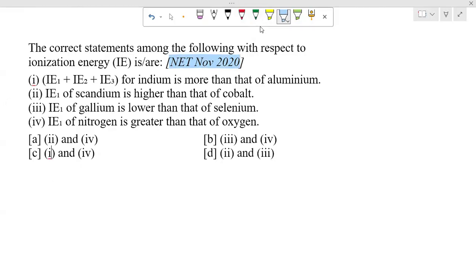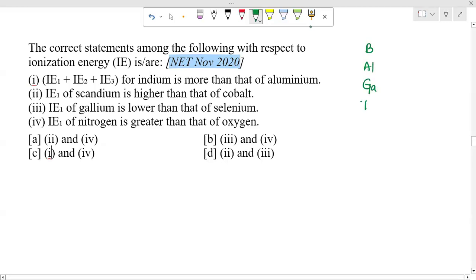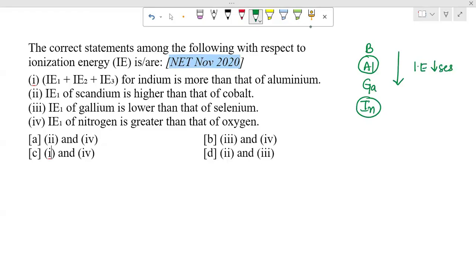Never. Why? Because the group is boron, aluminium, gallium, indium, and thallium. So indium is below aluminium, and always as you move down the group, ionization energy decreases. So statement 1 is wrong. So it's not option C.